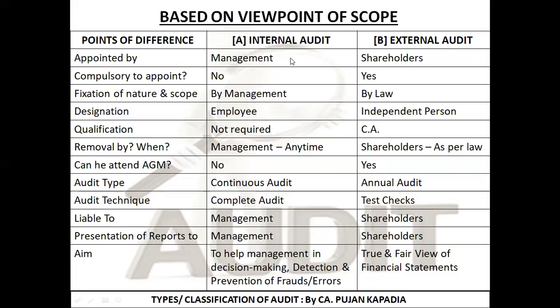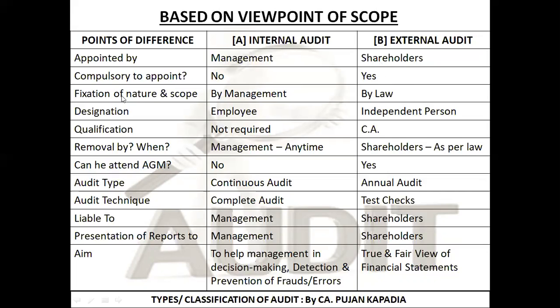So basically you can understand from this point, who appoints internal auditor? Answer is management. Who appoints external auditor? Answer is shareholders. Second point is, is it compulsory to appoint such auditor? Internal auditor? No, it is not compulsory. If you want your books of accounts to be audited, then you may appoint internal auditor, but it is not compulsory. There are certain rules under Companies Act where such appointment becomes compulsory, but it is not applicable everywhere. It is just applicable in the case of companies. As a result, in a general scenario, it is not compulsory to appoint internal auditor. But yes, it is compulsory to appoint external auditor.